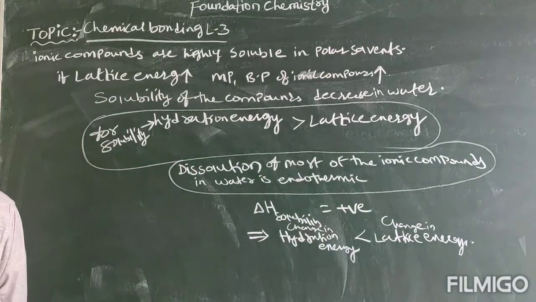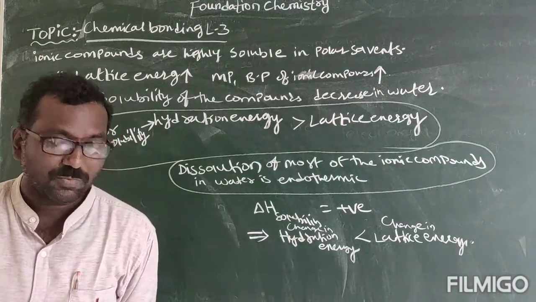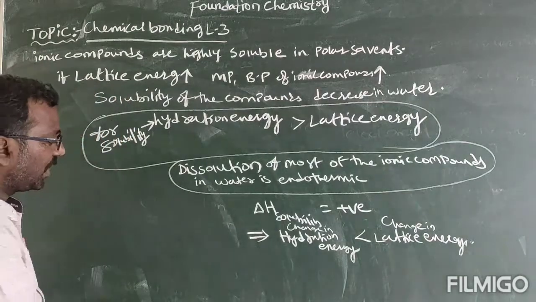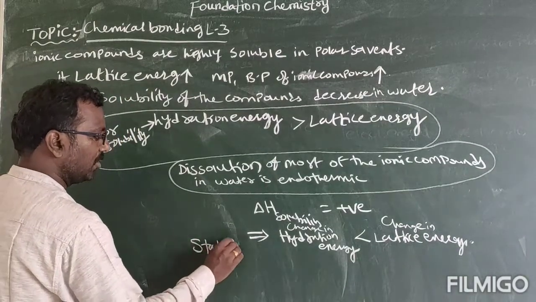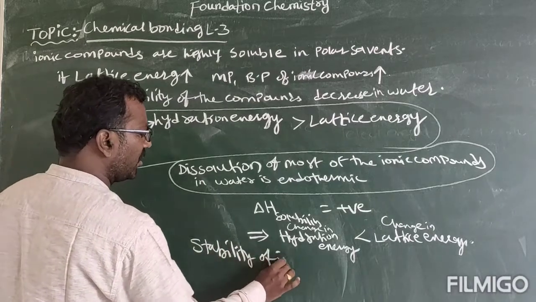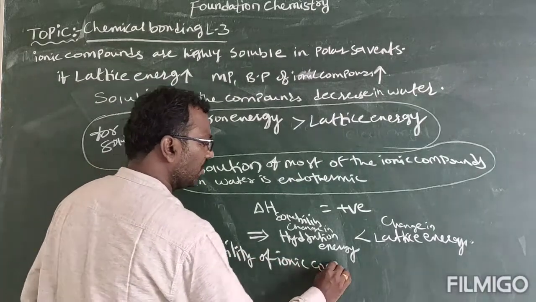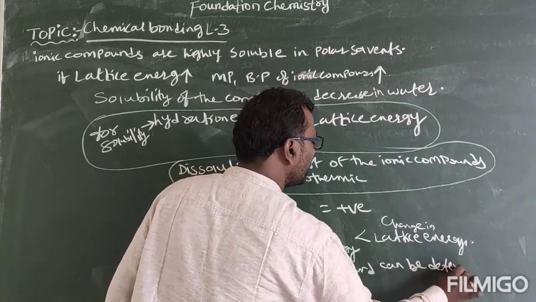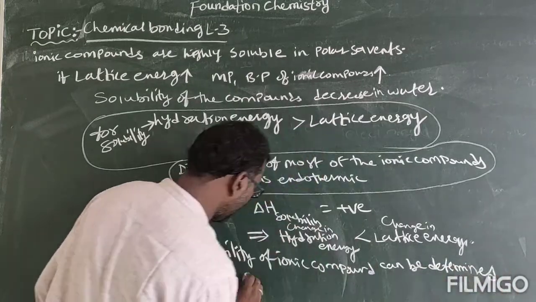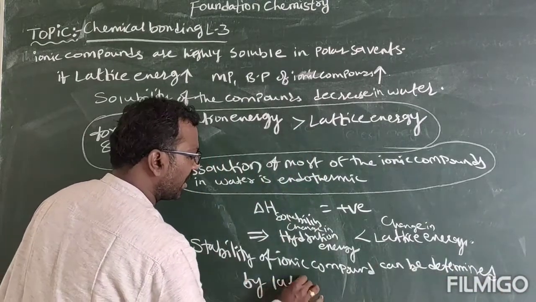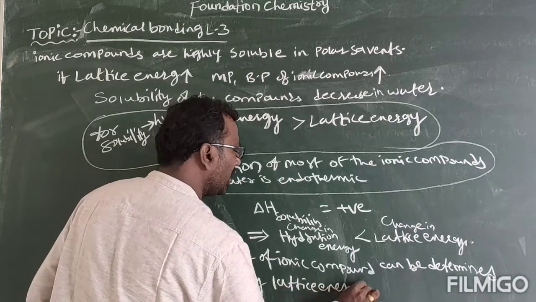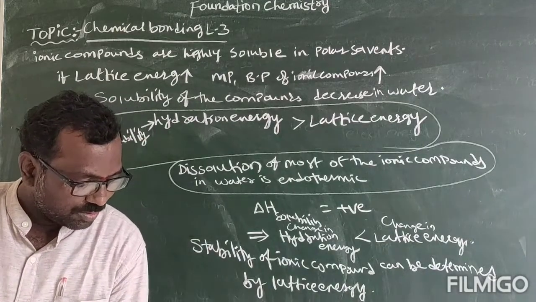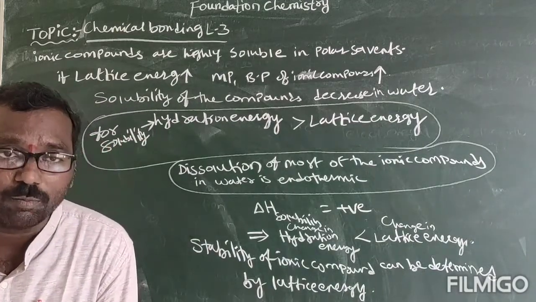And why is lattice energy used? Just as we said, to estimate the stability of the ionic compound. The stability of an ionic compound can be determined by lattice energy values. The more the lattice energy, the more stable it is.